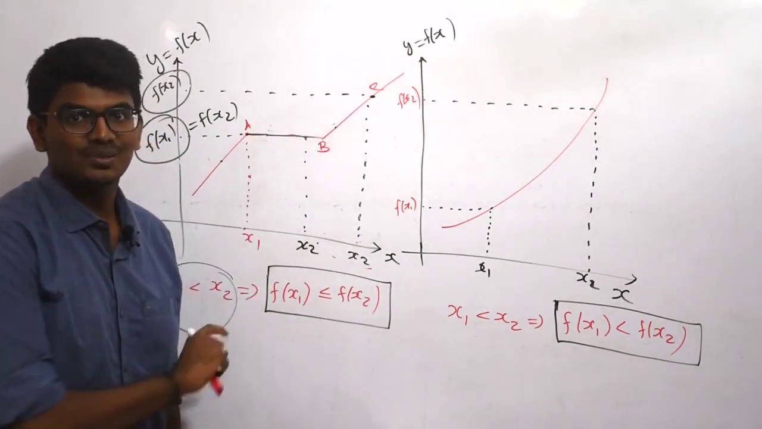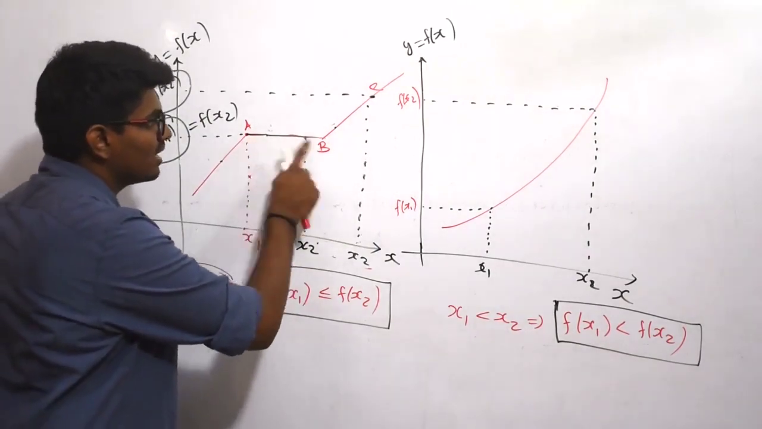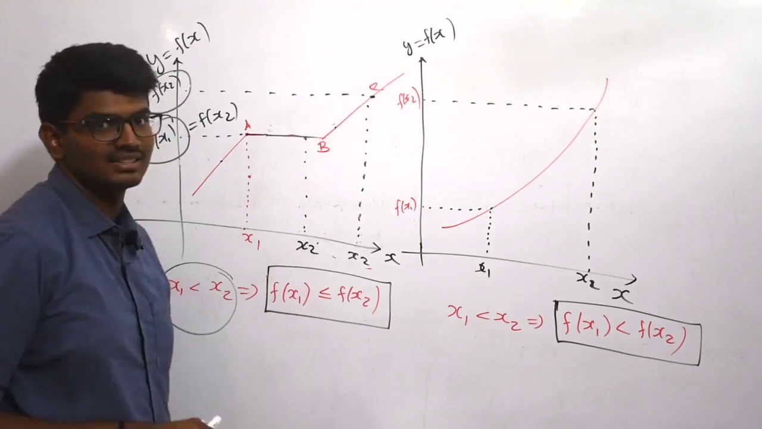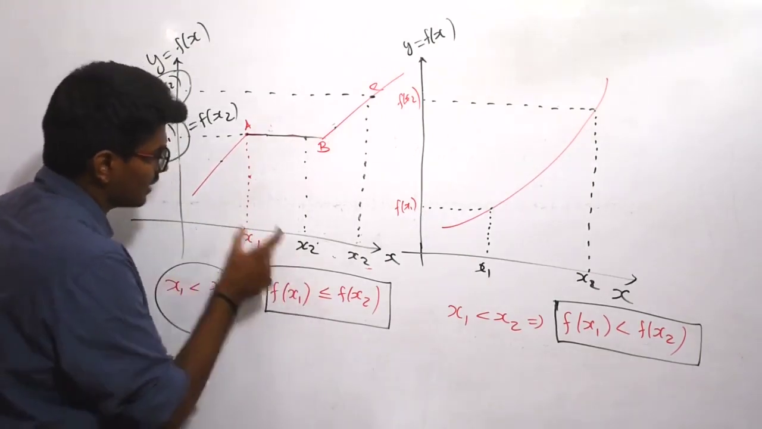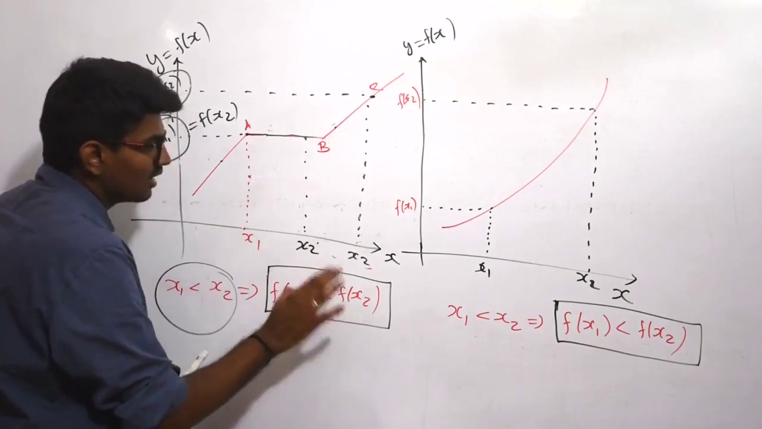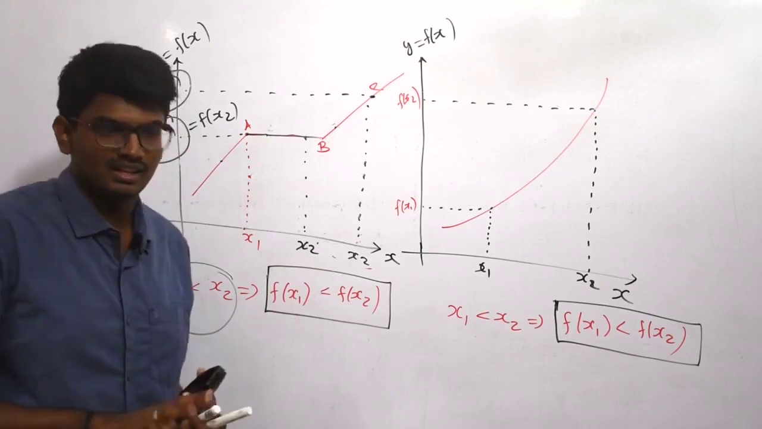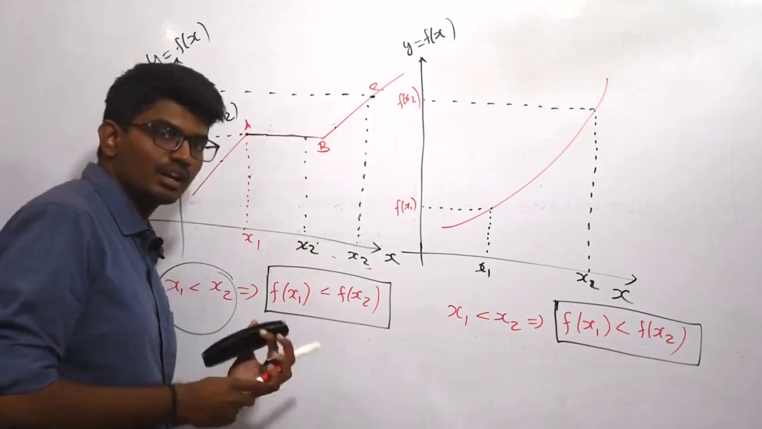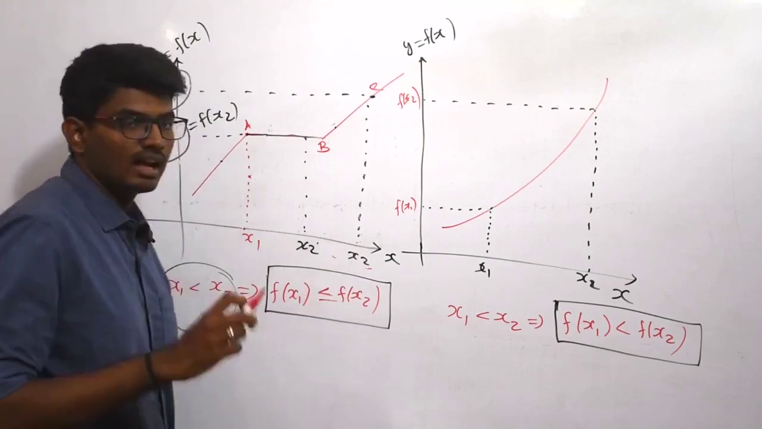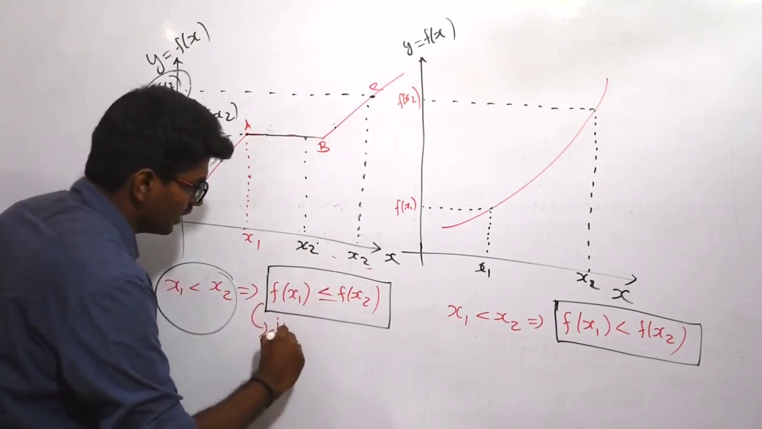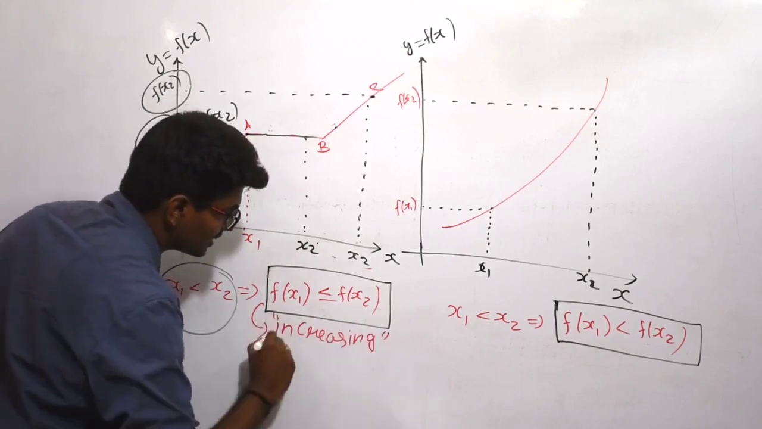So it is confusing, right? Why is the function increasing still between A and B? Still between A and B it is constant, but why am I saying it is increasing? That is the terminology which we are following. Strictly speaking, f of x1 should be less than f of x2, then only it is increasing. But we are going to consider f of x1 less than or equal to f of x2 as also an increasing function. What is the reason for that?